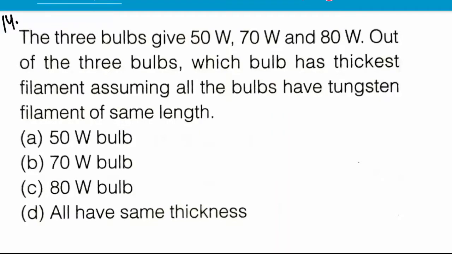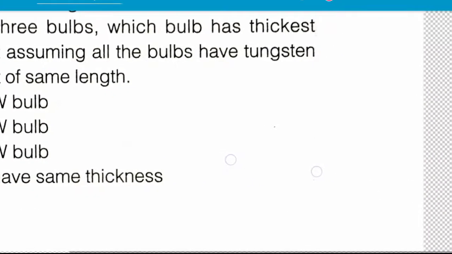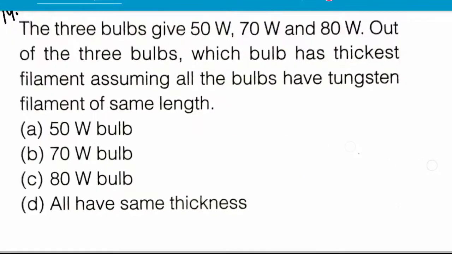Next question: three bulbs are given, 50 watt, 70 watt, 80 watt. Out of the three bulbs, which bulb has the thickest filament, assuming all the bulbs have tungsten filament of the same length? What is given here? Three bulbs are given and the filaments are made of tungsten, that is, the material is the same, and the same length is given.